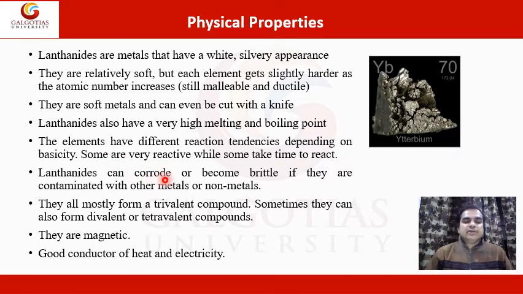Lanthanides can be corroded or become brittle if they are contaminated with other metals or non-metals, and they mostly form trivalent compounds, sometimes divalent or tetravalent compounds. They are magnetic in nature and good conductors of heat and electricity. So these are the physical properties of lanthanides. This image shows ytterbium, atomic number 70, which is obtained from the earth's crust.